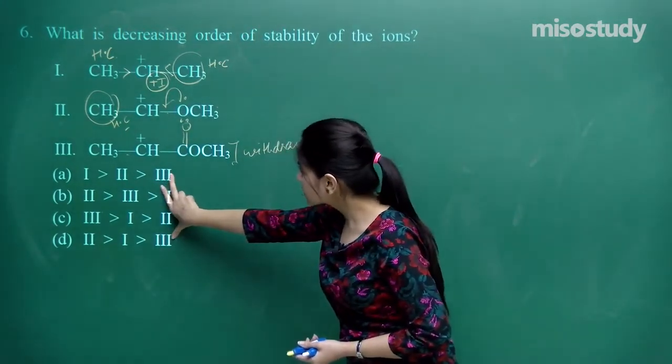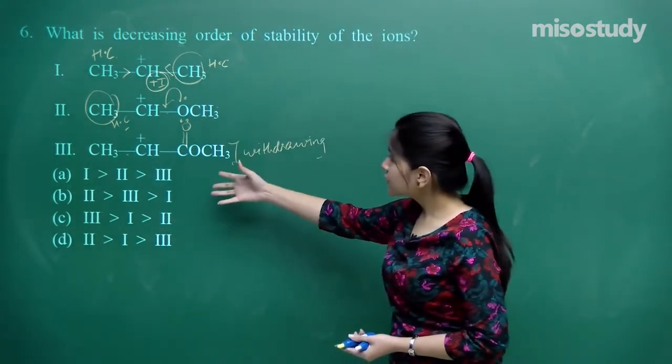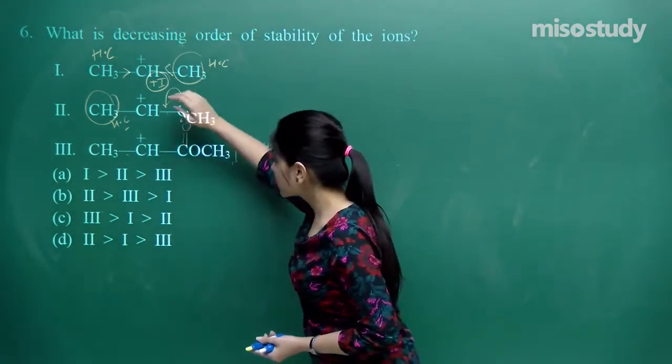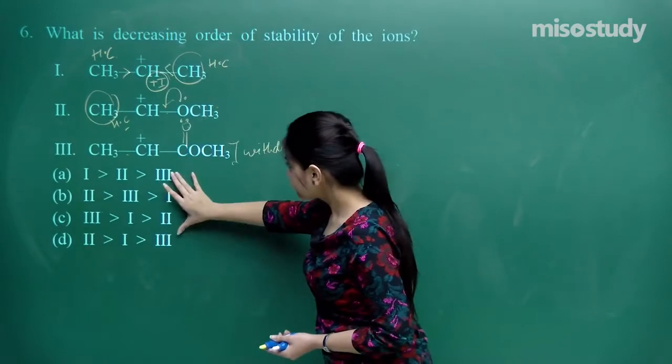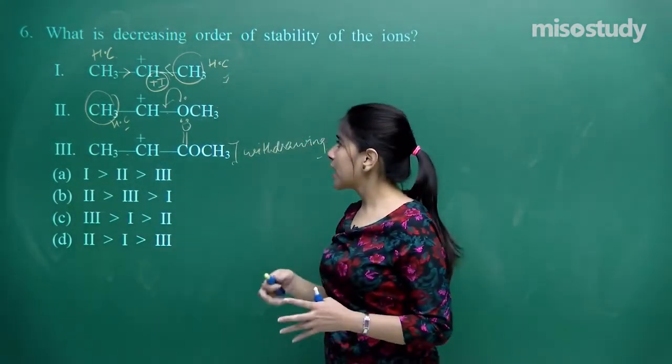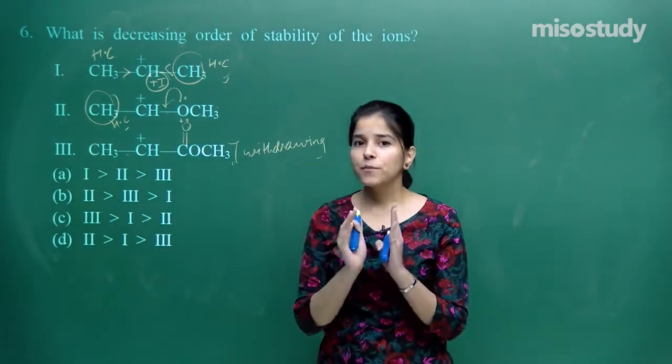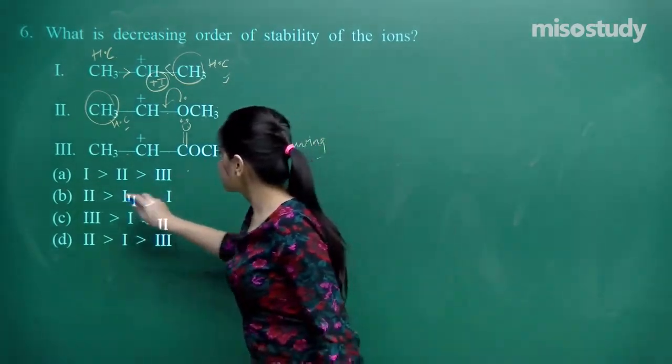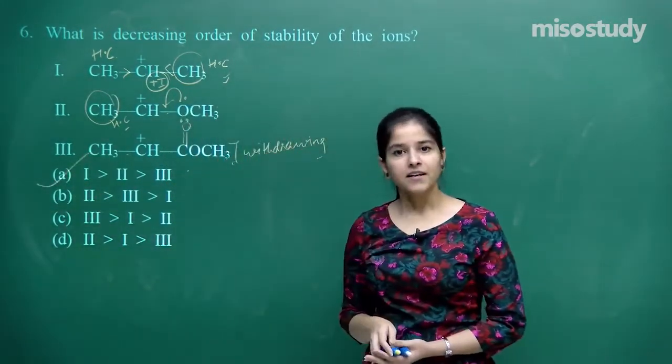I've got two options here, and which is the most stable one? The most stable one will be first one. That is this, having hyperconjugation as well as the plus I effect. I hope everybody has got the answer over here. A is the answer.